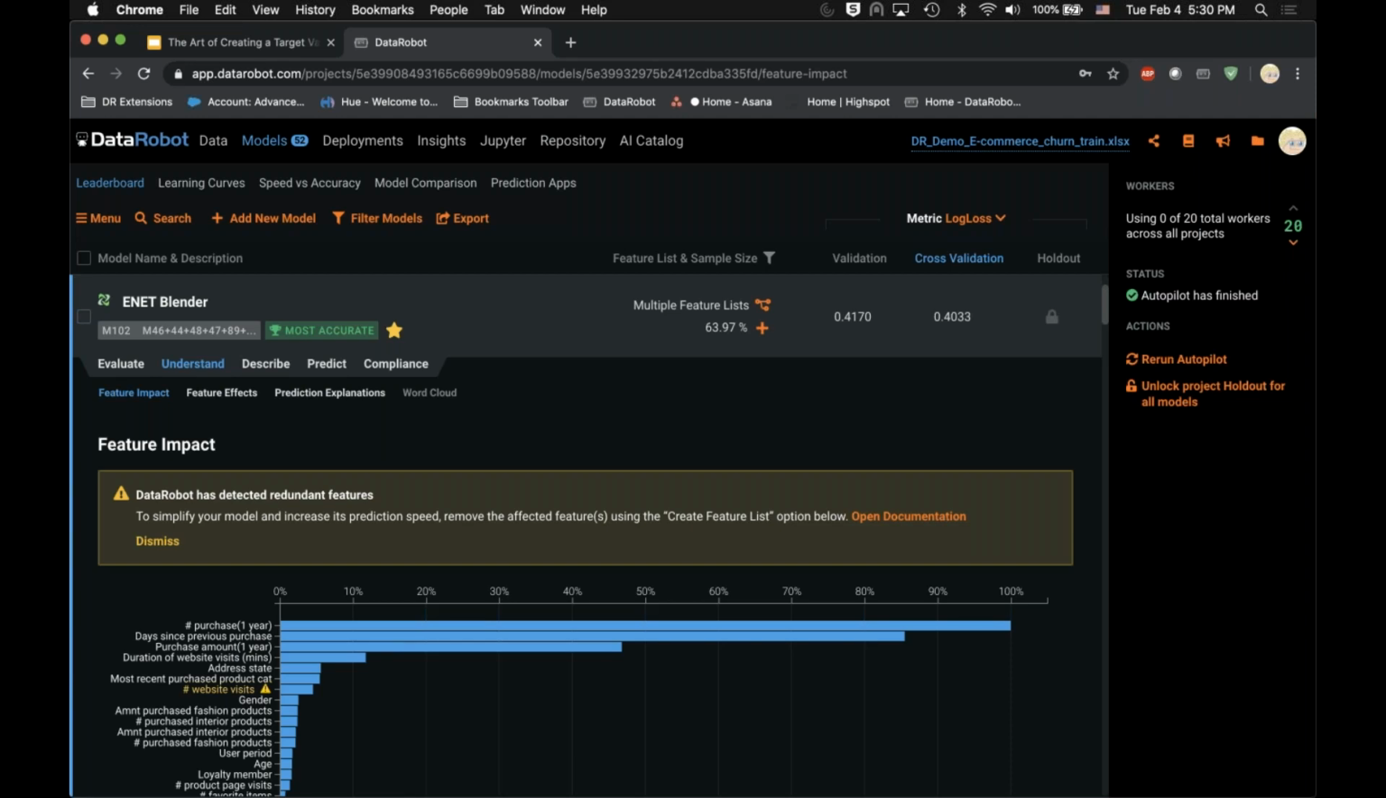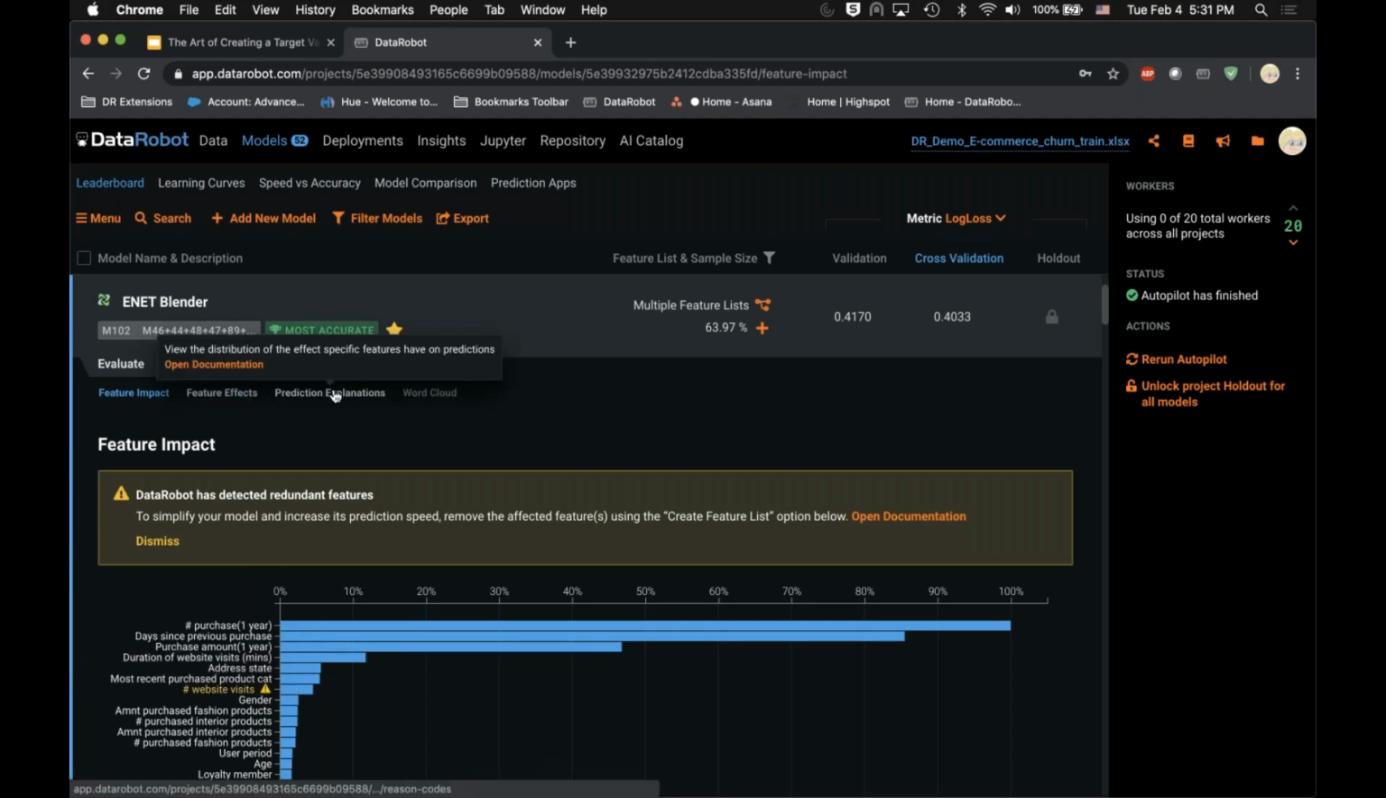We can also work on other bits and pieces. In this case, how much they purchased during one year was a very high driver, and so was how many days since the previous purchase. We can't really change any of this, but we might be able to try to influence it to keep them on our website, etc. So there are various things we can do here.